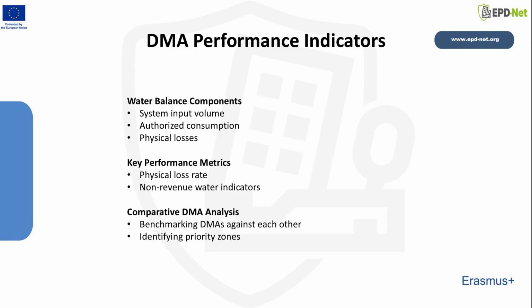DMA performance indicators are used to evaluate how effectively each district operates and to identify areas with high water losses. One of the core analytical elements is the water balance, which compares the total volume of water entering a DMA with authorized consumption and estimated losses. Key performance metrics derived from the water balance include physical loss rates and non-revenue water indicators. These metrics provide a quantitative basis for understanding the severity of losses within each DMA and for tracking changes over time.